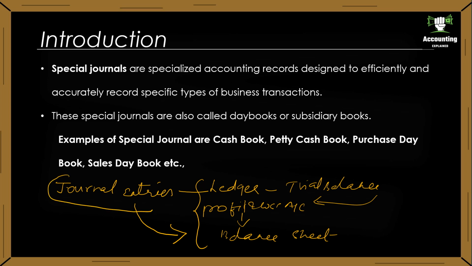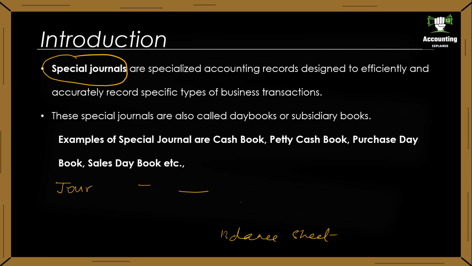Only journal entries are enough when the business is small. What if the business becomes big? Then we require special journals. Special journals are specifically used for transactions which are repetitive in nature. Can you give me an example for transactions that are repetitive in nature?